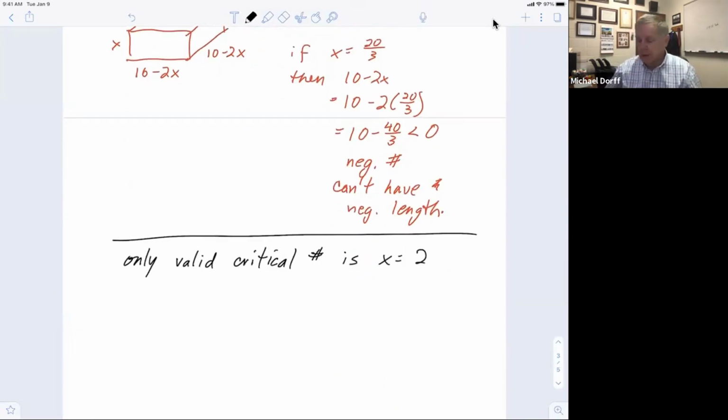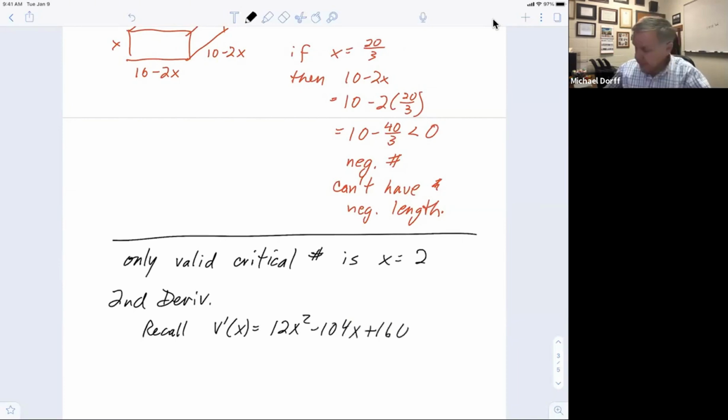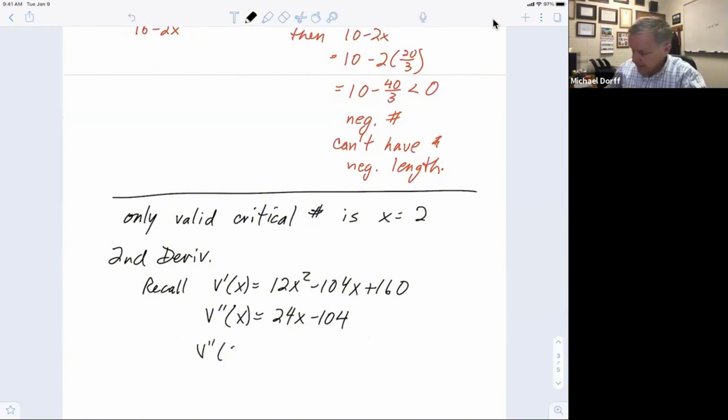And we're doing the second derivative test. In the second derivative test, the first thing we do is find the critical numbers, and then we look at the second derivative at the critical numbers. Recall, the first derivative was 12x squared minus 104x plus 160. So the second derivative is 24x minus 104. Now if we look at the second derivative at 2, my critical number, I get 24 times 2, which is 48, minus 104, which is negative 56, and that's less than 0.